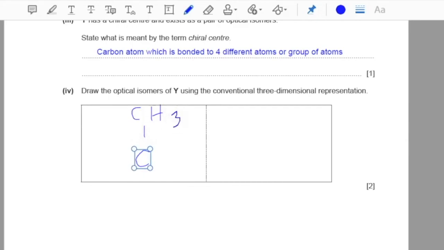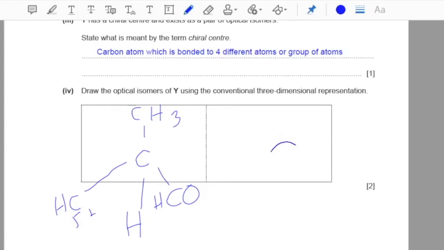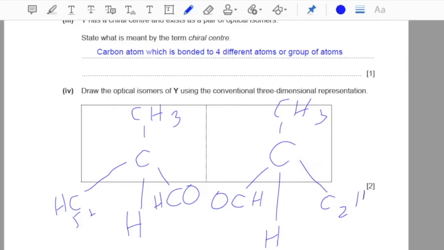It is bonded to a methyl group. It's bonded to H, then the aldehyde group, then C2H5. And to the right of the mirror, or the pair of this optical isomer, CH3 again, H, and the ethyl group.